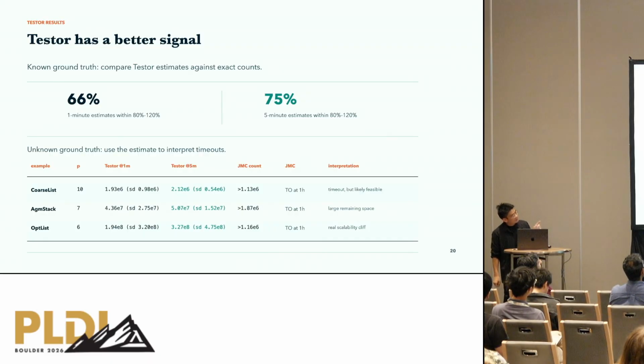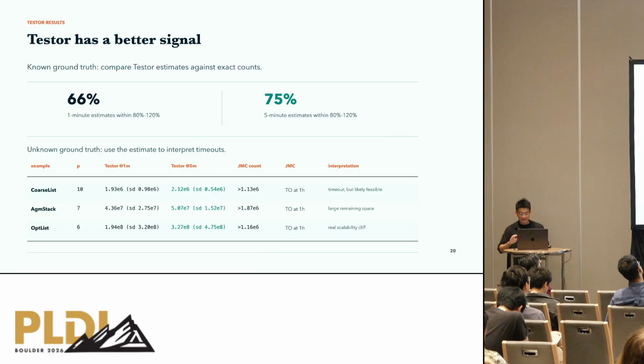And then I also show some of the benchmarks for which we do not know the ground truth, to see how we can use the estimate to interpret the timeouts. For example, there is a concurrent benchmark we tested called course list. We ran the model checker for 1 hour. The model checker timed out after exploring around 1 million Mazurkiewicz executions, and our estimator shows that the total was around 2 million. So even though the model checker timed out under the time budget, we know that it covered around 50% of the search space, which gave us a level of confidence.